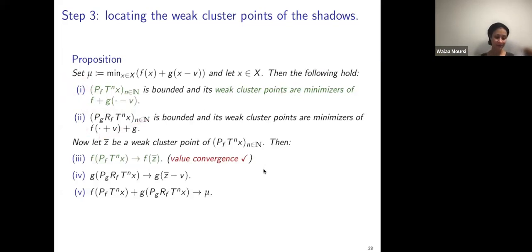It's more technical. But item 3 is really beautiful because it also tells us that we get value convergence. That's really nice to know, because if Z bar is a weak cluster point, then we get value convergence to f of Z bar.